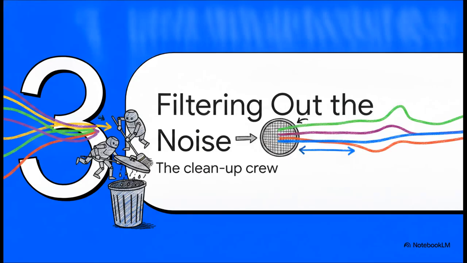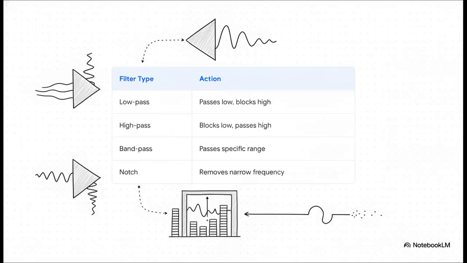Now that we can see those ingredients, we need part three, filtering out the noise, effectively our digital cleanup crew. Once we can actually isolate all those distinct frequencies, we have to manipulate them. We need to keep what we want and toss what we don't. Engineers do this using four distinct types of filters.